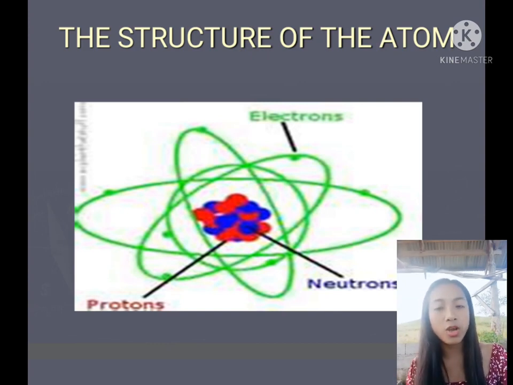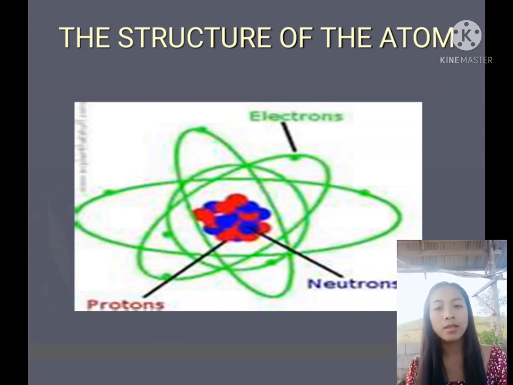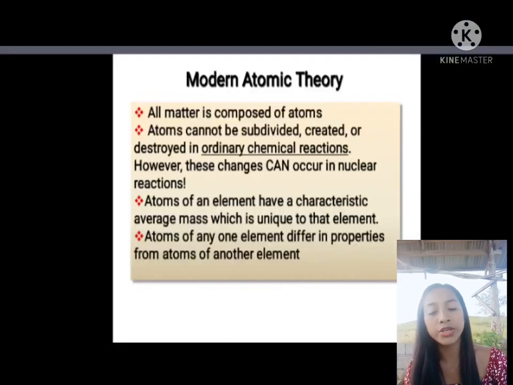So I am going to talk about the structure of an atom, the formation of spectral lines, as well as the Doppler effect. First, we are going to talk about the structure of an atom. When we say atom, it is the tiniest particle of matter, and it is composed of neutron, electron, and proton. First, we have the modern atomic theory.